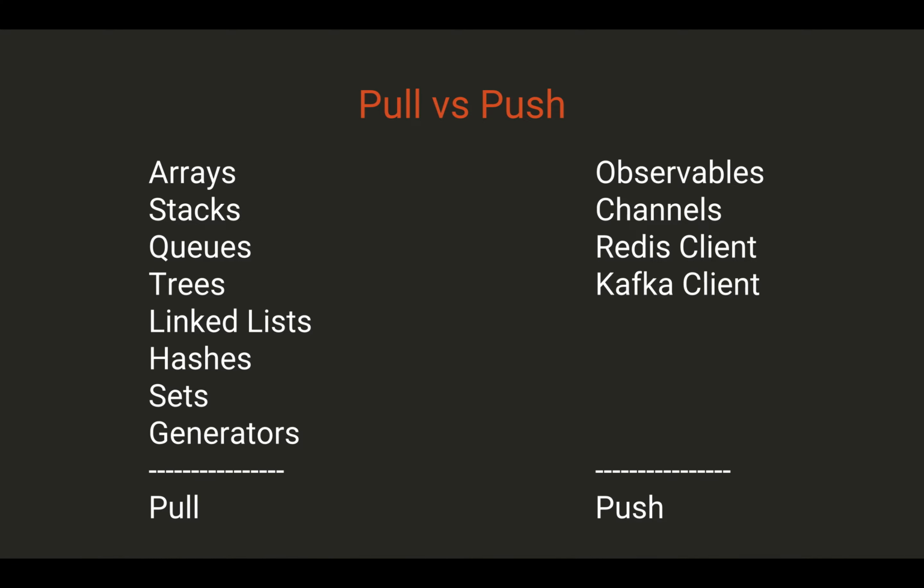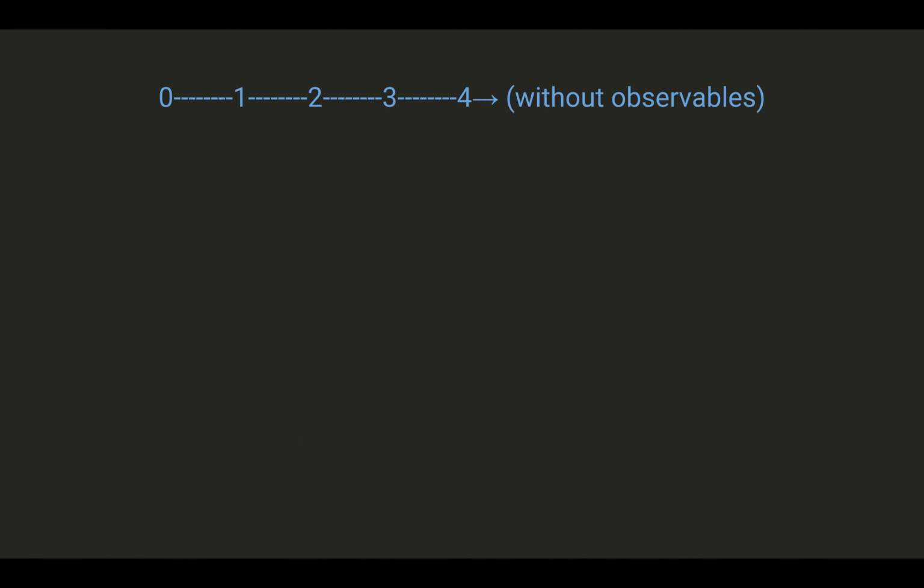So observables are an example of this type of source. Channels in Go are something that can push values to client code. A Redis client could get values coming in by subscribing, or a Kafka client. Those are examples of things that would push values to client code.